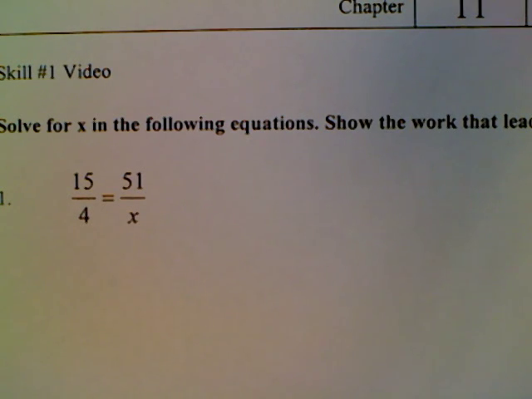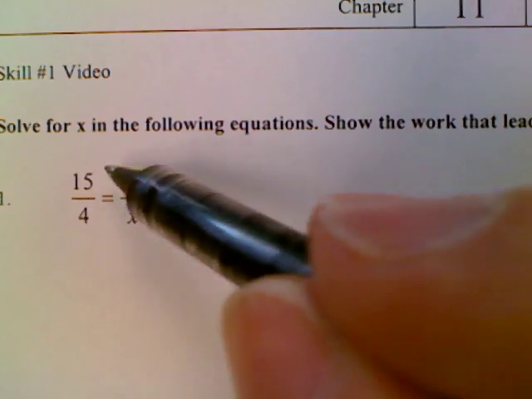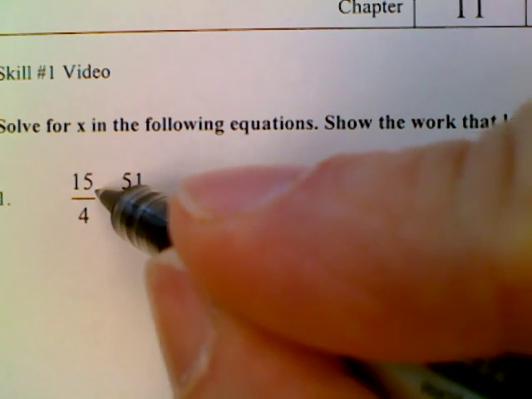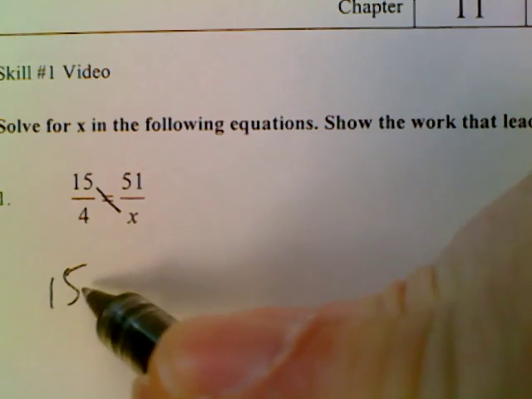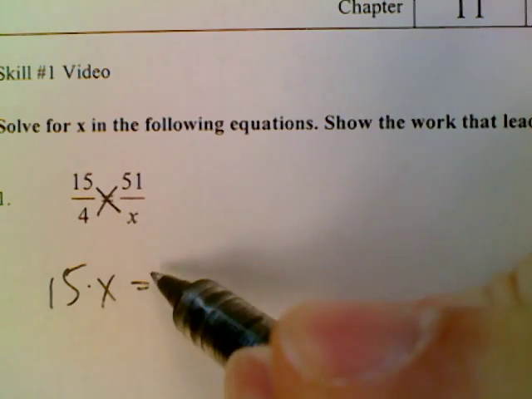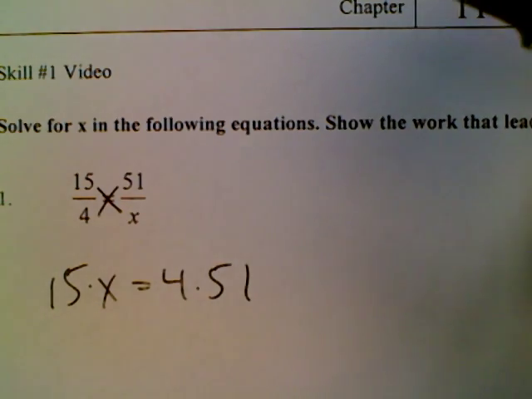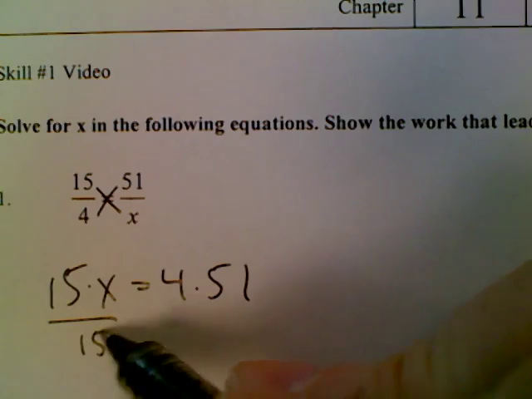Alright, we're solving proportions for a certain variable. This one is about as easy as they come. Cross multiply: 15 times x is equal to 4 times 51. Now divide both sides by 15.